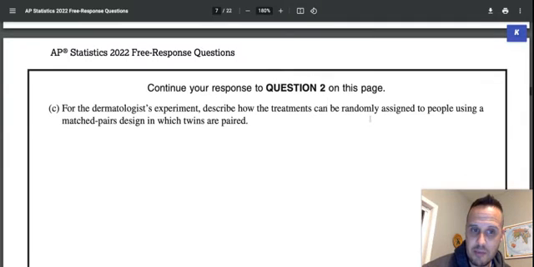Describe how the treatments can be randomly assigned. So here, a matched pairs design, in which twins are paired. So in matched pairs, you have a lot of options. Typically, I say put the names into a hat, but if it's matched pairs, right, you already have the twins. So you just take the first twin and you flip a coin. If it's heads, they go into treatment 1, and twin number 2 goes into treatment 2, or vice versa. If it's tails, then twin A goes to treatment 2, and twin B goes to treatment 1.